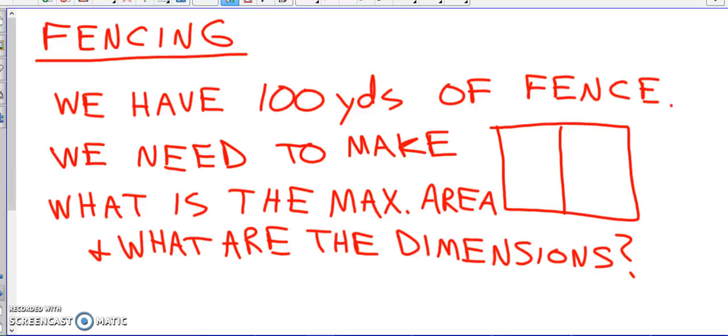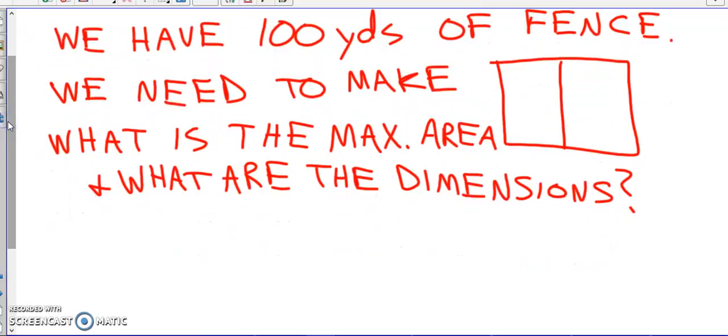This is probably the most missed question amongst any test in college algebra. So let's understand how to do it. First off, what are we trying to maximize? The area. How would you compute the area of that thing? Length times width.